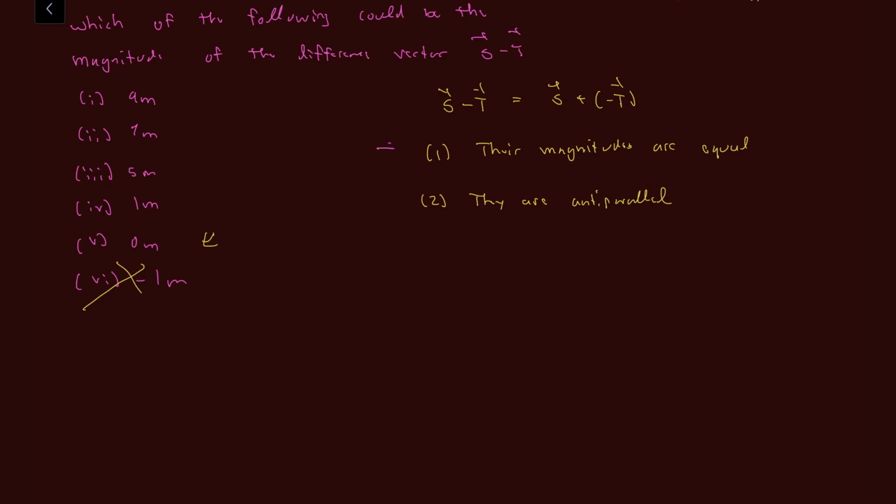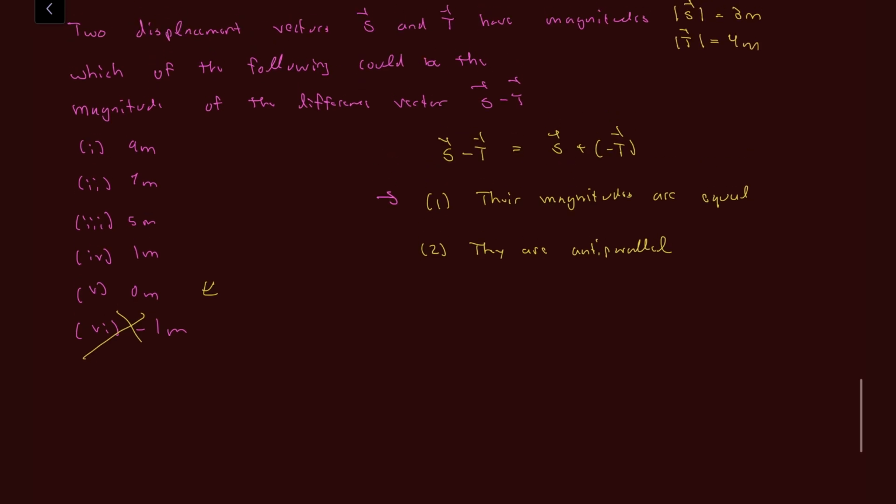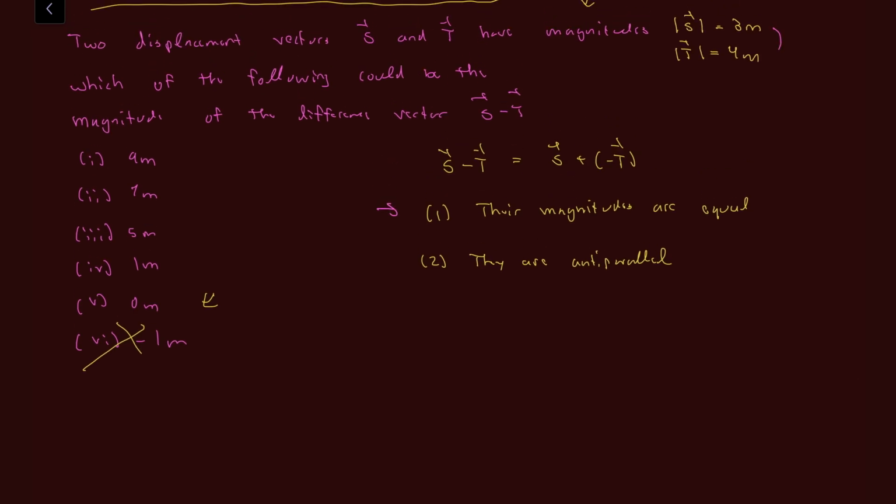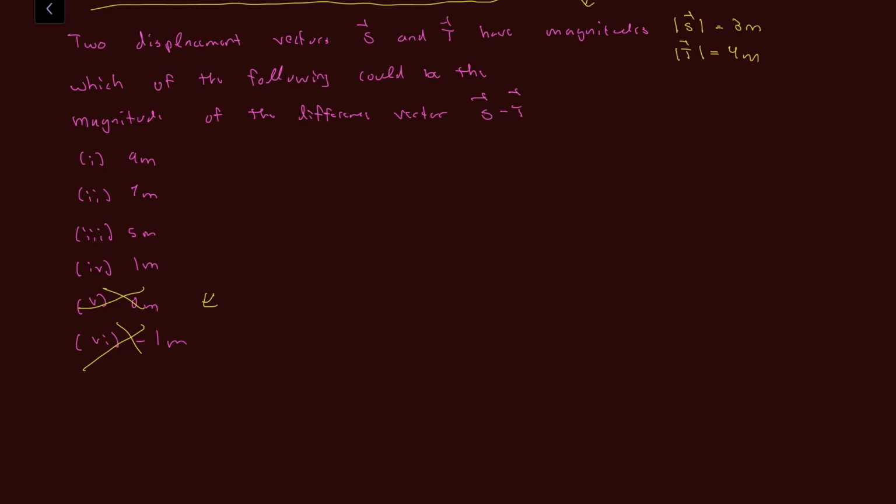Based on requirement number one, that their magnitudes are equal, in our case 3 meters and 4 meters, we can simply rule this out based on condition number one. Since the magnitudes are not equal, we know that they cannot possibly add up to be a 0 magnitude vector. I hope that made sense. If it doesn't, please feel free to ask in the comments for clarification.